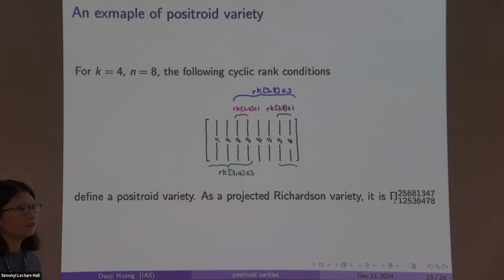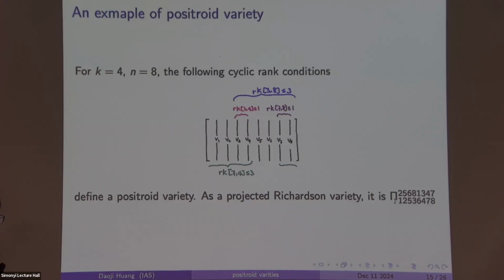So I'm not sure if I understood. So every such cyclic rank condition gives me a Positroid variety? Well, because if you impose arbitrary cyclic rank conditions, it might not be irreducible. But if you decompose, then okay, it's still going to be cyclic rank conditions. So every Positroid variety can be written as an intersection of cyclic rank conditions.